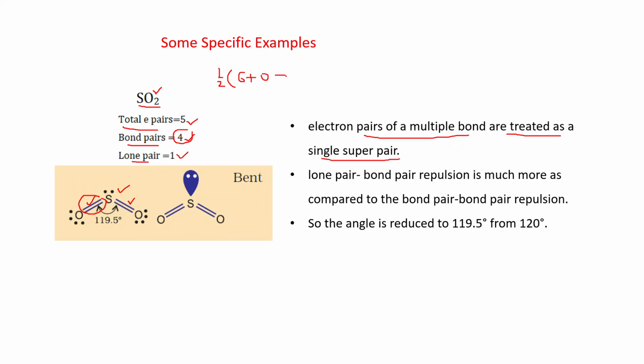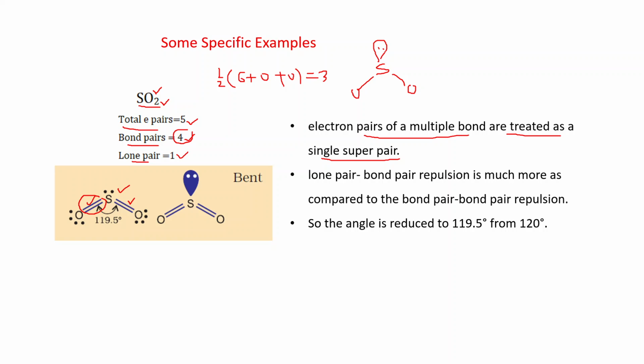And this is neutral, that's why no charge. And this is equal to 3. Total number of electron pairs are 3. Out of these 3, 2 are bond pairs. That's why these 3 electron pairs will arrange according to trigonal planar. And there is one lone pair of electrons, that's why its geometry is bent shape.